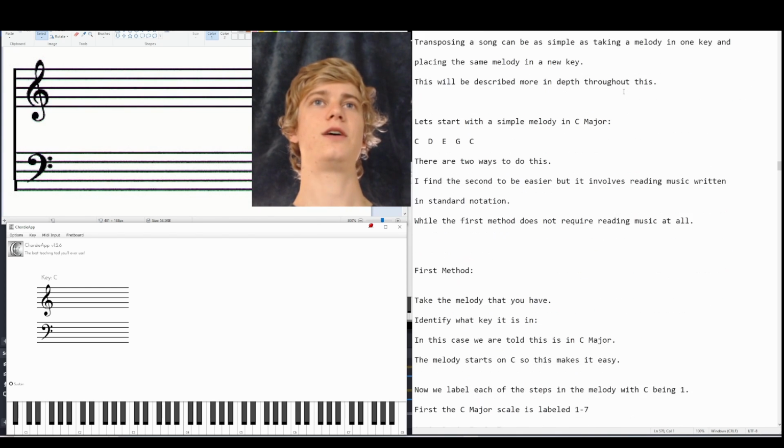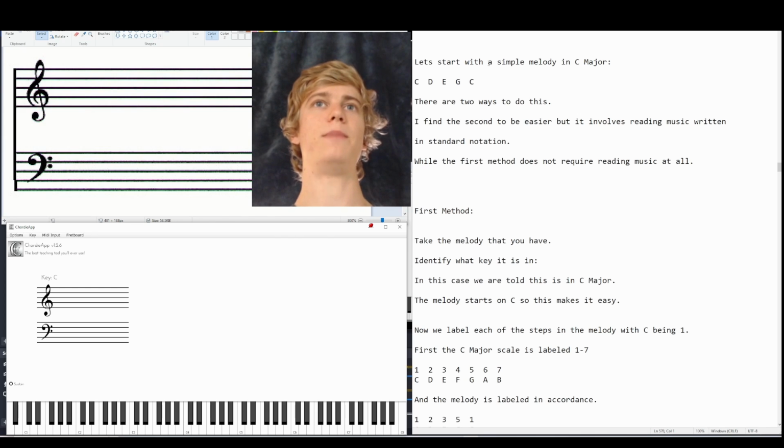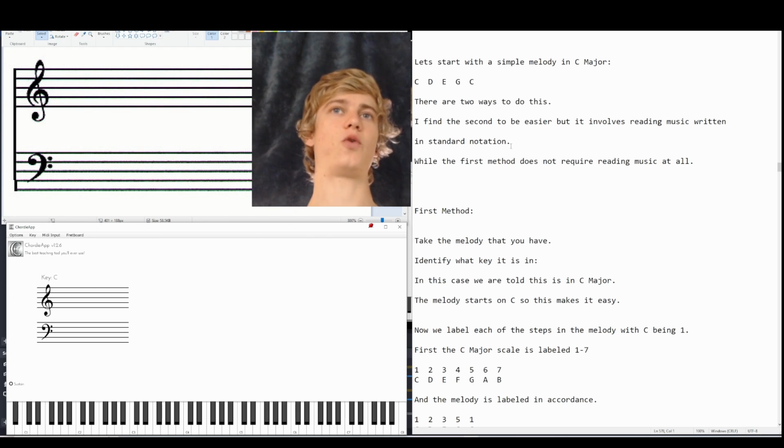Let's get into it. I'm going to have a simple melody in C major, okay? So I'm going to have the melody of C, D, E, G, and C. So again, there are two ways that we can start to do this, and I find the second to be easier, but it involves reading music in written and standard notation, while the first method does not require reading music at all.